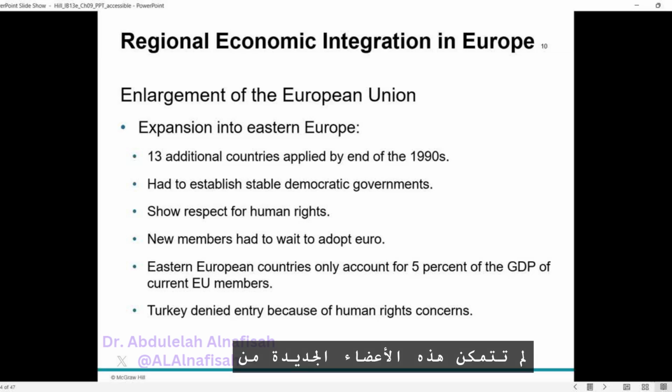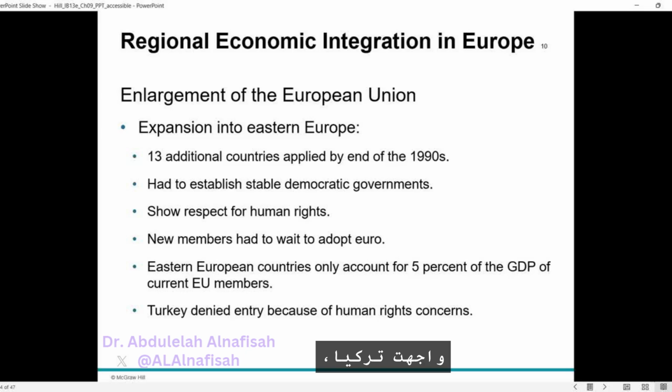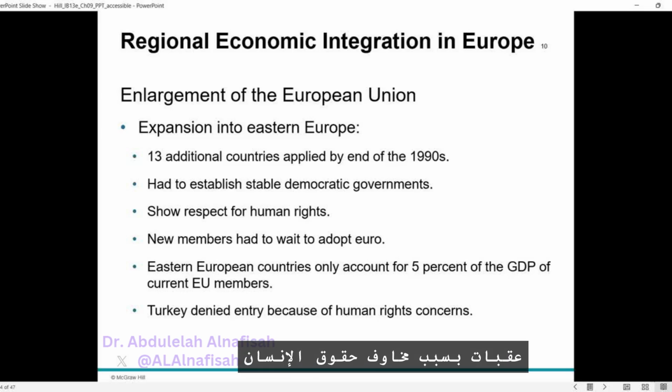However, these new members couldn't adopt the euro until 2007 or later, and free labor movement was restricted. The inclusion of Eastern European nations would have limited immediate economic impact due to their smaller economies. Turkey, a long-standing applicant, faced hurdles due to human rights concerns and cultural differences, delaying its potential EU membership until at least 2013. The expansion raised challenges in EU decision-making processes and budget negotiations, with Turkey's status remaining uncertain.